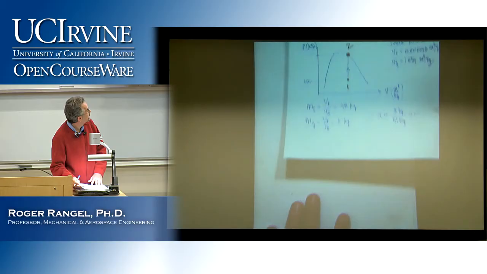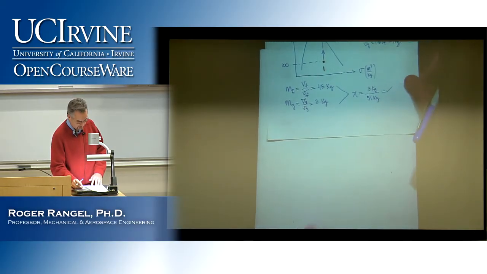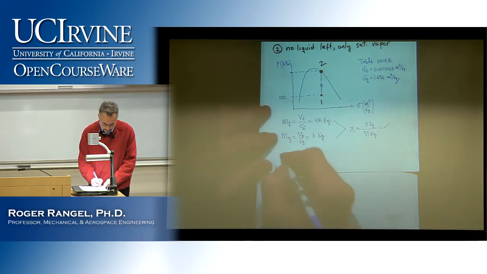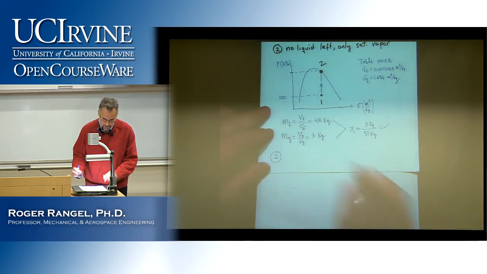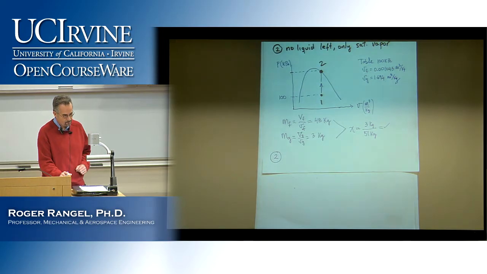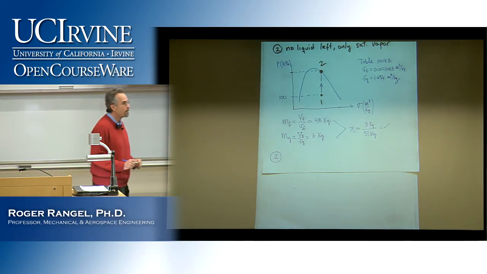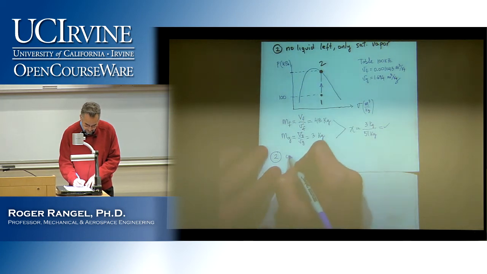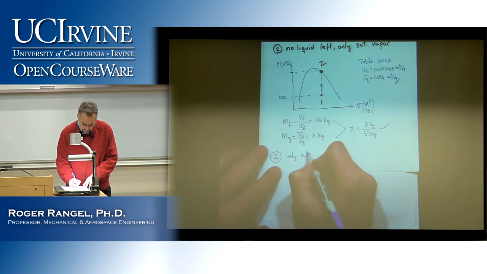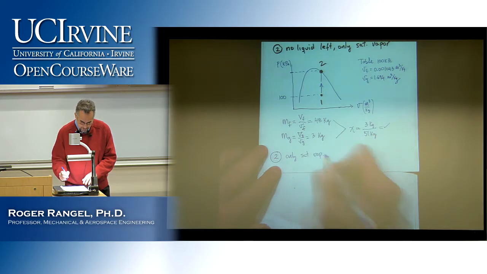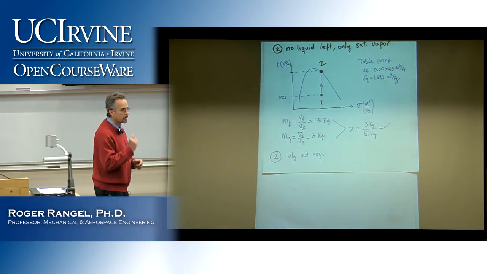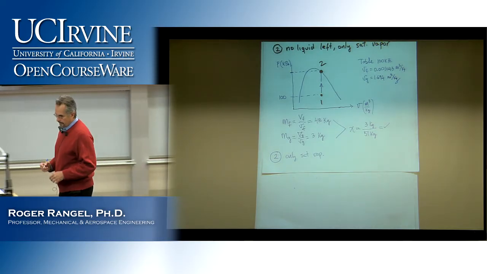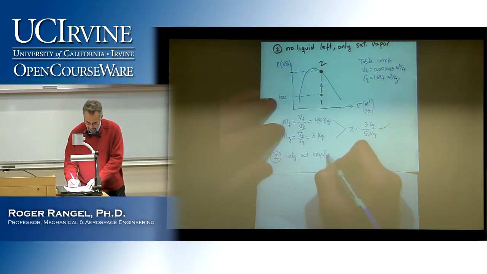So let's move this up. I still have a little bit of room here. So what do I know about the end state? What do I know about 2? It's all saturated vapor. Let's repeat that here. Only saturated vapor. And what else do I know? The quality is 1. That's the same thing as saying only saturated vapor.